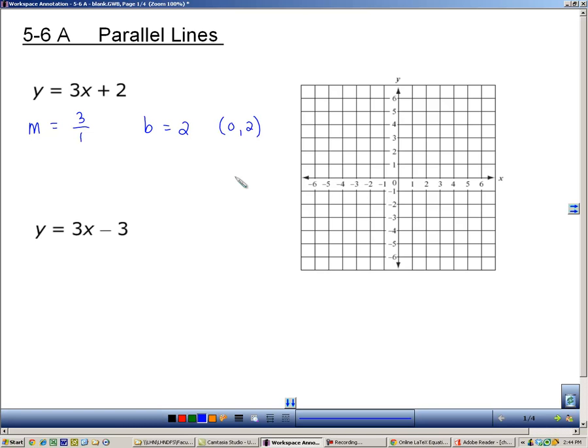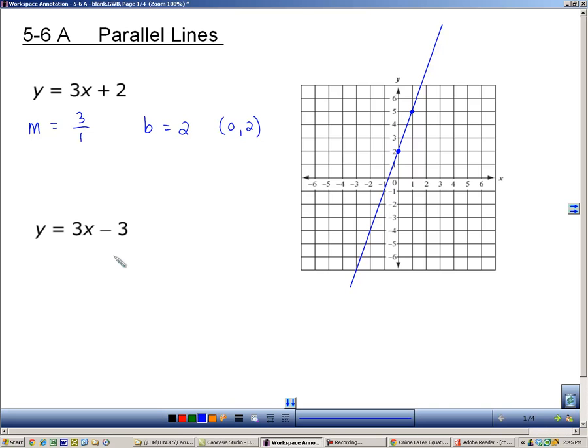Now use that information, remember, to graph this line. So I'm going to do that. I'll start at (0, 2), which is where my y-intercept is. And then I use my slope, rise over run, so I'm going to go up 3 over 1. So there's my first line.